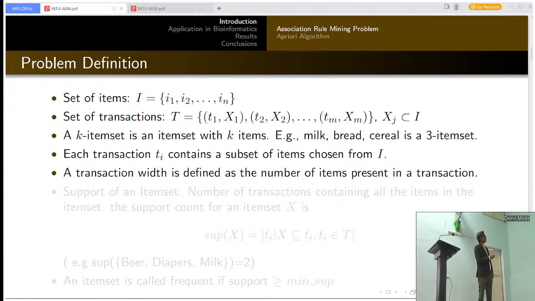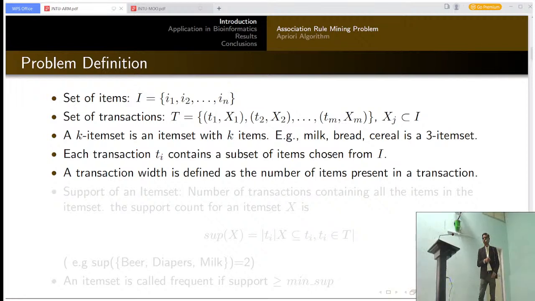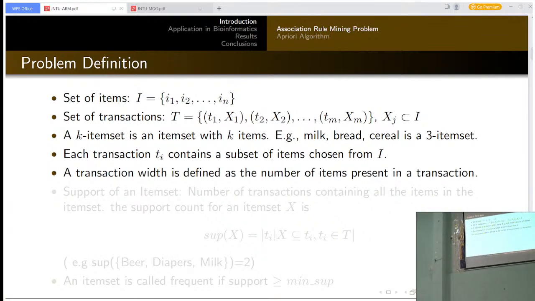And also here the data set is basically a set of transactions. So transaction 1 contains item set x1. So x1 is an item set. Transaction 2 also contains another item set x2 and so on. There are m number of such transactions where each of these xj is a subset of I, because each transaction purchases a subset of items, a subset of all possible items.